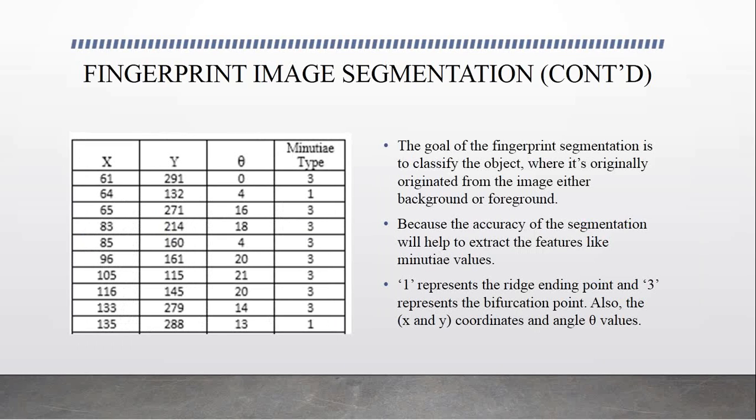The goal of fingerprint segmentation is to classify where an object originally comes from in the image, either background or foreground. The accuracy of the segmentation helps to extract features like minutiae values, as you see in the previous slide. Here the x and y coordinates and theta angles I put in the table. So here 1 represents the ridge ending point and 3 represents the bifurcation points.